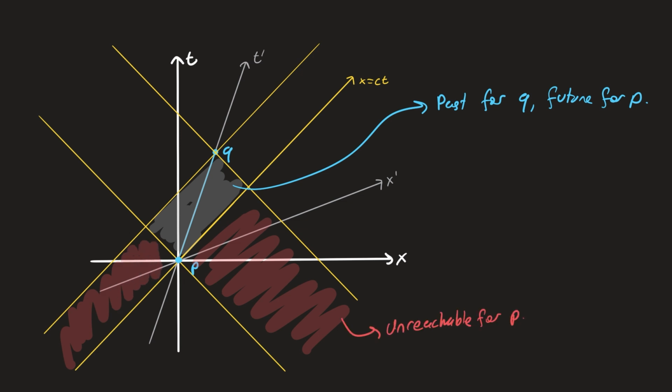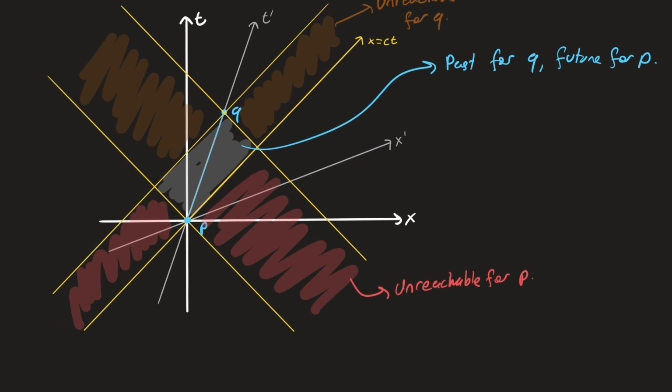So what's interesting here is that P can actually evolve in spacetime to become Q, right? Well, since we have independent regions that are unreachable for both Q and P respectively, it means that as P evolves into Q, some of the regions that used to be reachable now become unreachable.